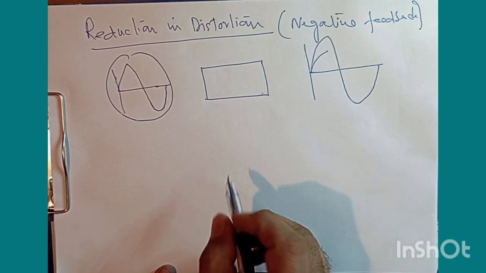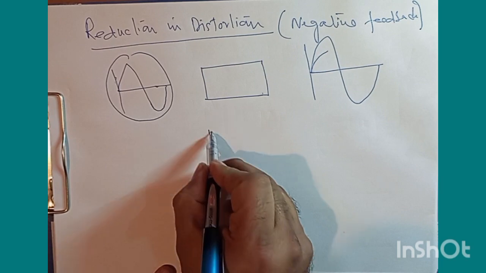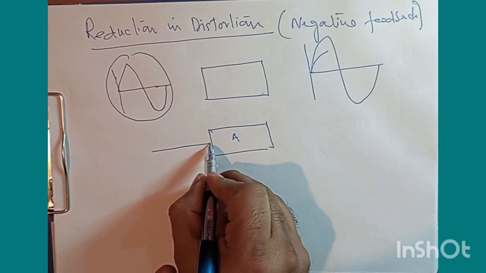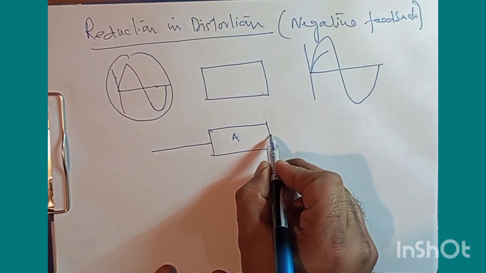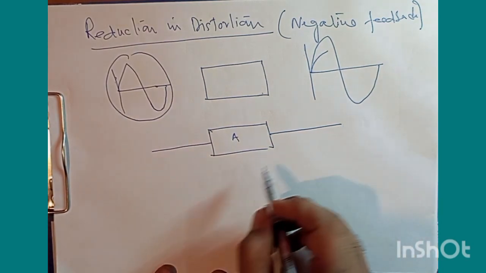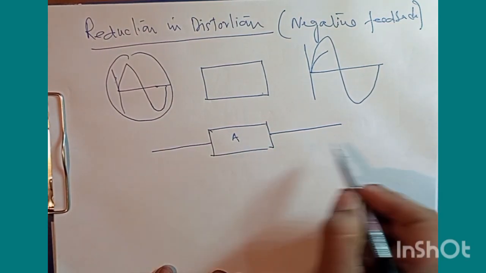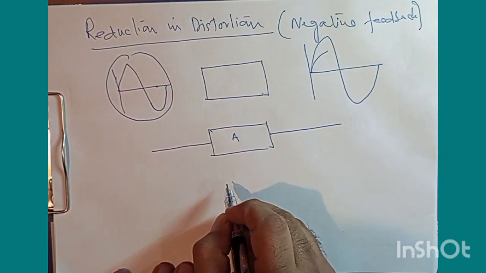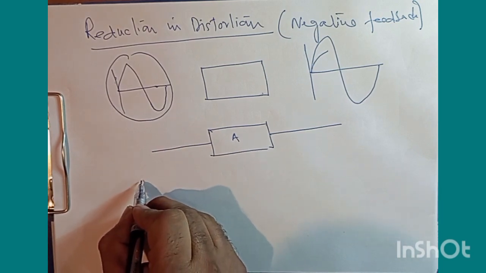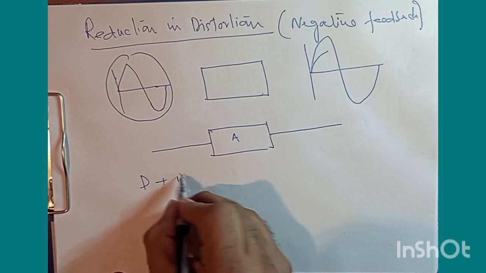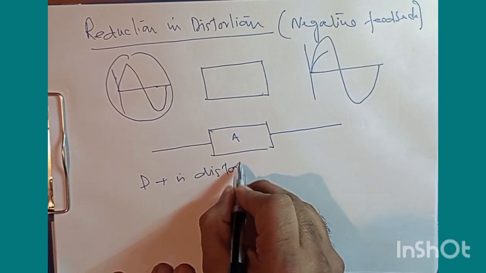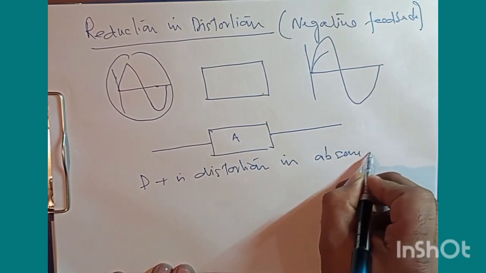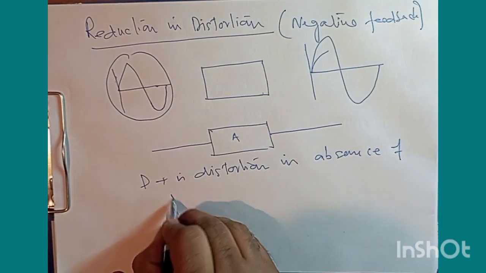So if we go back to the system, we have an amplifier, and we subject some input to this amplifier, and we have an output. So there will be the distortion associated with the output in absence of feedback. I'll assume that D is the distortion in absence of negative feedback.